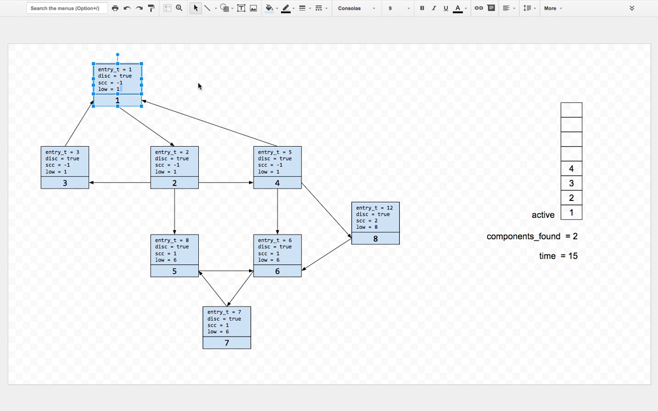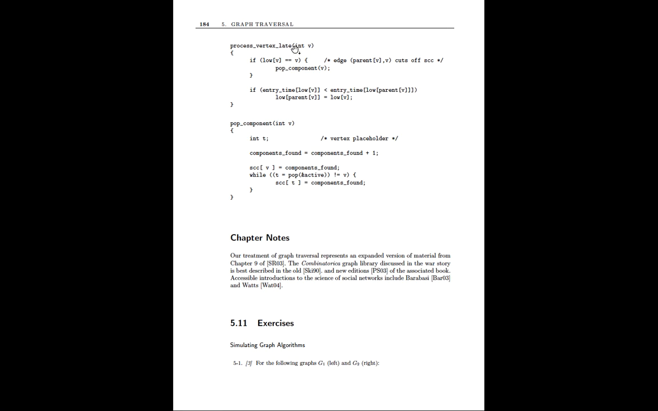We were in the midst of processing all of the edges of vertex 1. We started with this edge, and that is the only out edge from vertex 1, so we're done with the edges of vertex 1. Now we're about to leave vertex 1 and complete our algorithm, but before we can do that, we have to process vertex 1 late. So we process vertex 1 late.